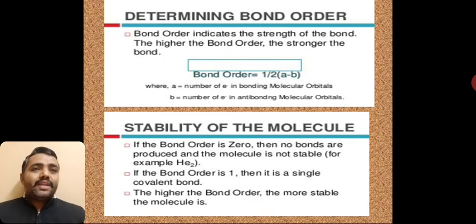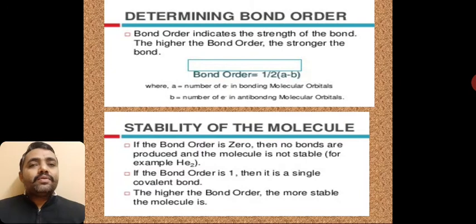Next point, how will you determine the bond order? Is there a bond order formula? Bond order is equal to the number of bonding electrons, the number of electrons in bonding molecular orbitals, minus the number of electrons in anti-bonding molecular orbitals. You have to show here 1/2 (A minus B).